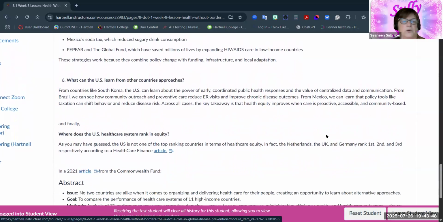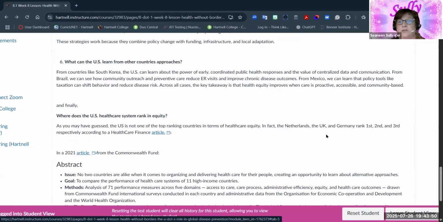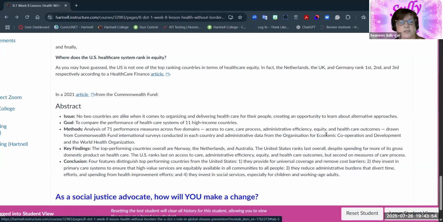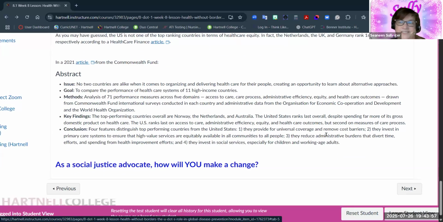And then I found this article that talked about where we rank in terms of equity, and we're at the bottom, which I thought was really interesting. So here's your call to action, right? As a social justice advocate, how will you make a change moving forward? That's my call to action for you. How will you make a change?